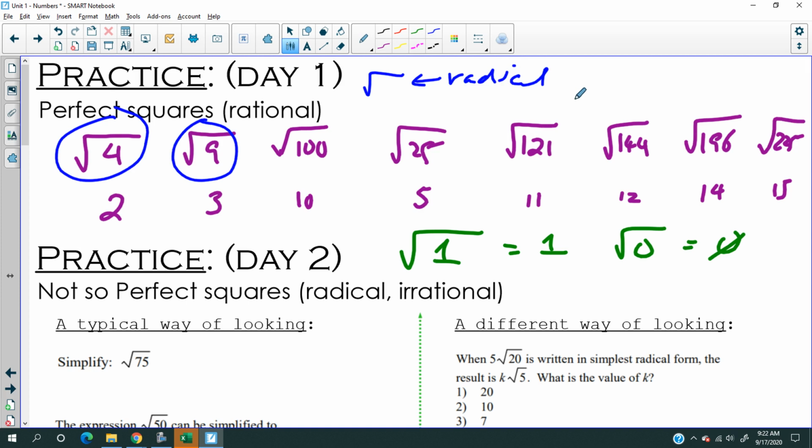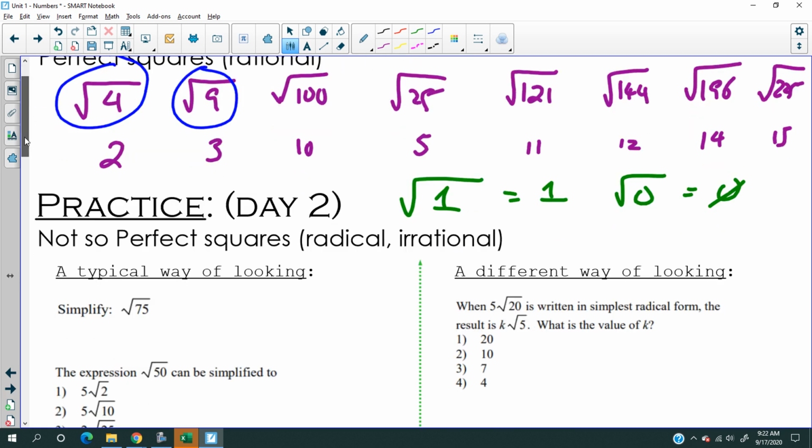You can actually say it in a couple of ways. You can say square root of 4 or radical 4. So if you ever hear teachers in the future, in high school, say radical 4, that's what they mean. Okay, let's move on.